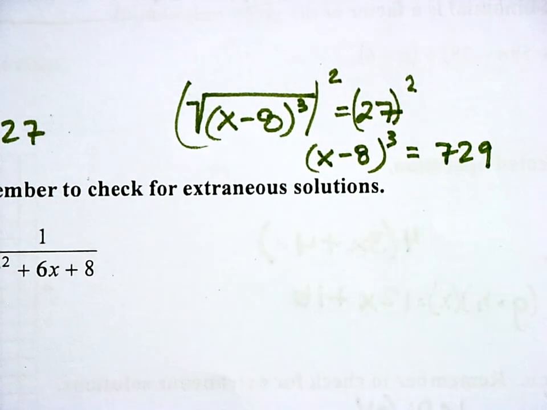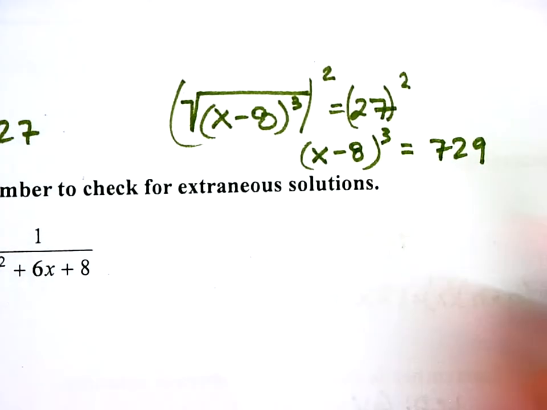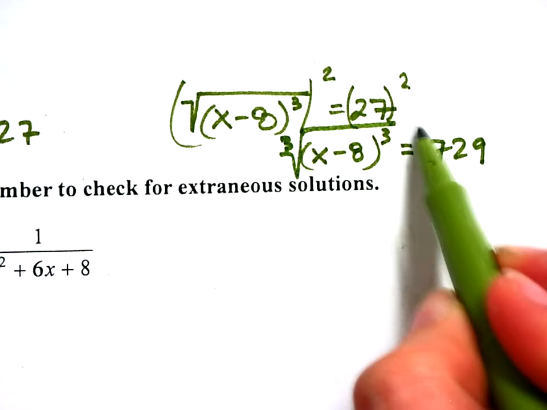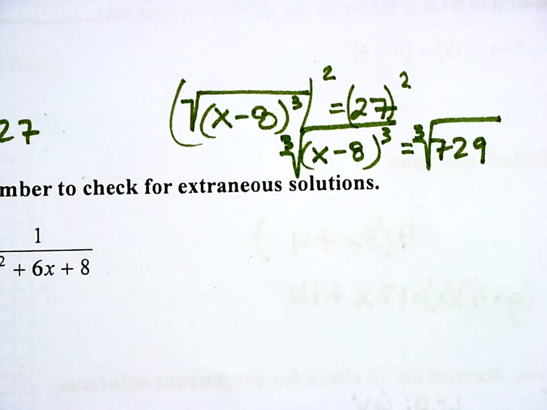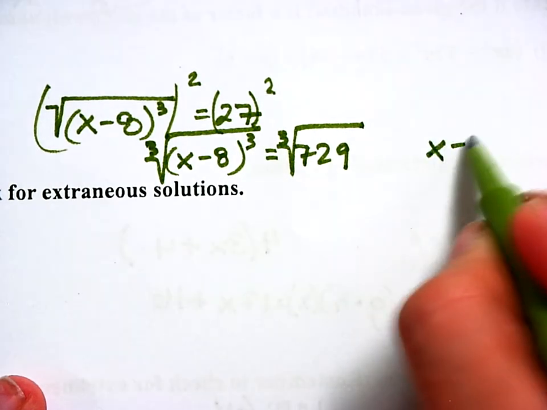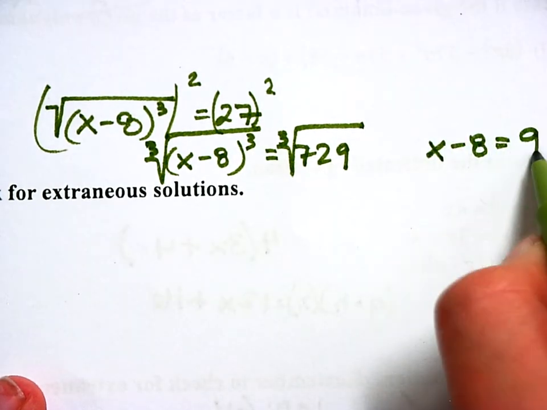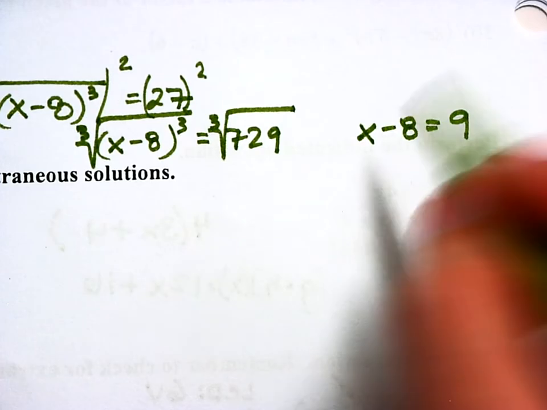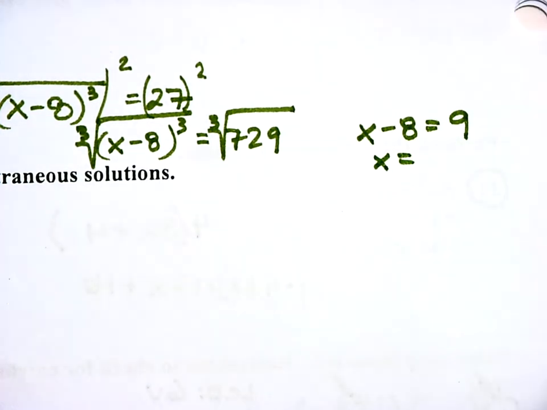And then this is a cube, so we're going to take the cube root. And that ends up being 9 if we take the cube root of this answer. So this is x minus 8 equals 9, and then just add 8 to both sides. So x equals 17.